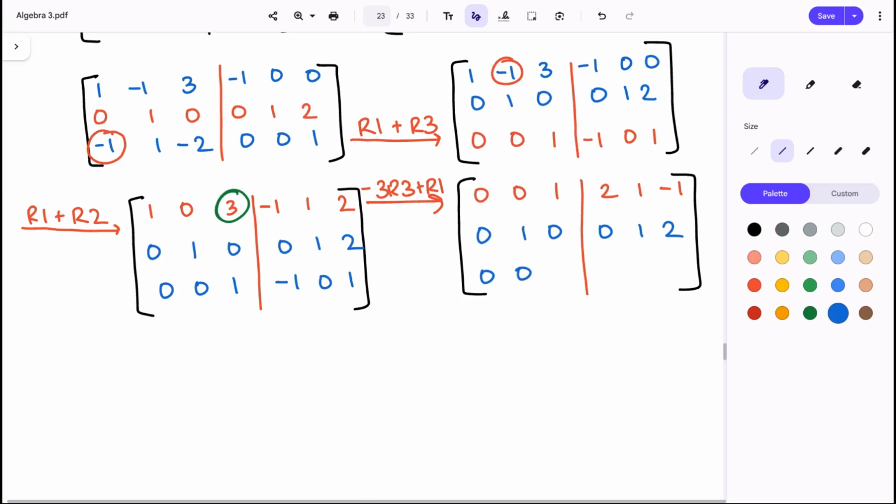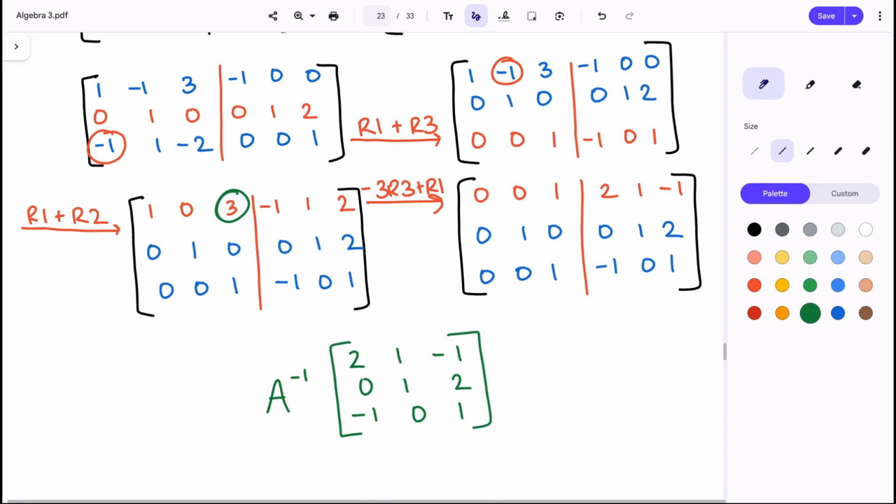So now that you look at the left-hand side, it's showing the identity matrix. So your inverse of matrix, I'm going to write A to the negative 1. That's how you would write an inverse of something, using the negative 1. I'm just saying A. It could be any letter. You could name the matrix however you want. I'm just choosing A. And then you're going to put in these numbers. 2, 1, negative 1, 0, 1, 2, negative 1, 0, 1. There's your inverse.